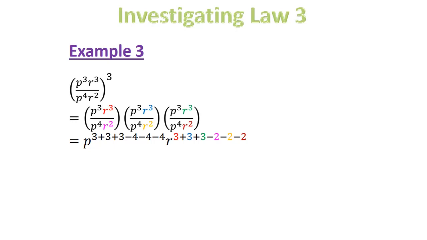Okay, now we can work with our final answer. If we look at our letter p, it's p to the power of 3 plus 3 plus 3, which is 9, minus 4 minus 4 minus 4, which gives us p to the power of negative 3. If I look at my r, I've got 3 plus 3 plus 3, minus 2 minus 2 minus 2, and that gives me r to the power of 3.